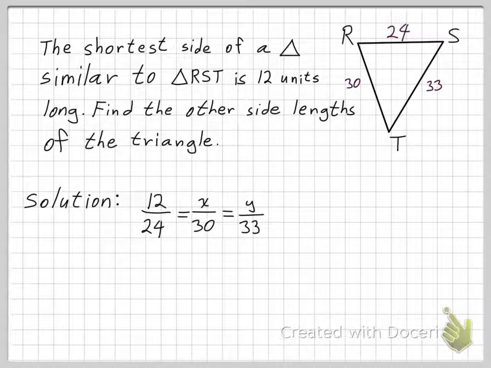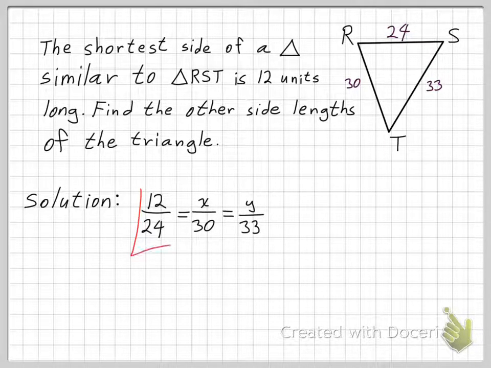This is giving us some information regarding, in a sense, the scale factor between this new triangle and triangle RST. It's short compared to short, which is 12 compared to 24. So we can see that the ratio is 12 to 24, or 1 over 2, right? 1 to 2, 1/2. Some of you might be clever enough to know that the middle value of this triangle must be half of 30, which is 15, and the other value will be half of 33, which is 16.5. But if you're not getting that, I'll explain that in more detail, and hopefully you'll understand it that way.